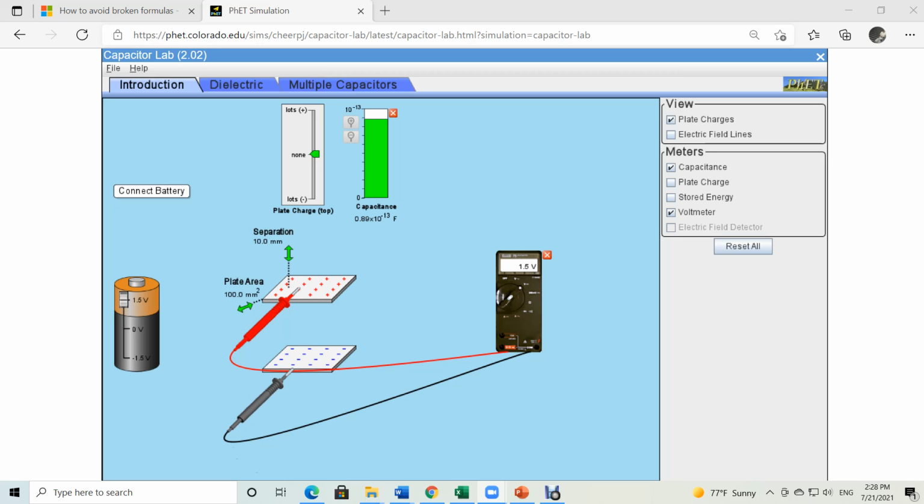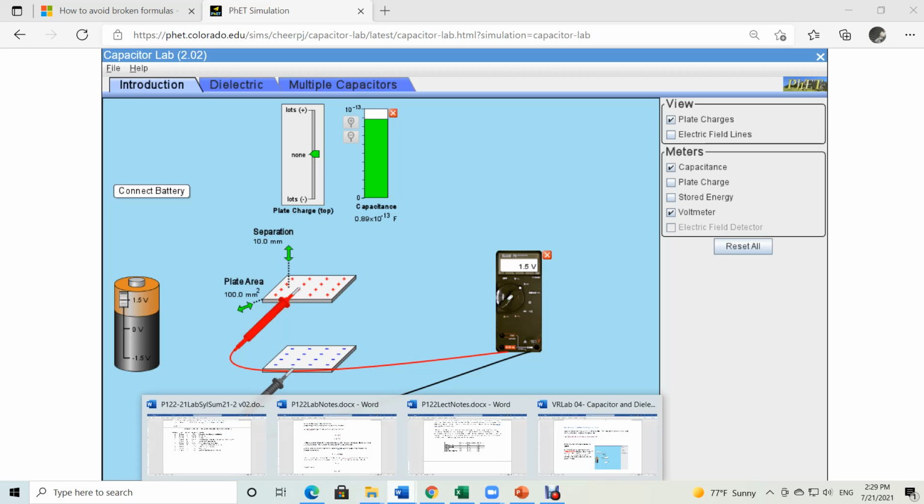Let's see, I cannot get this guy to fit there. Where's that? I get it right now. Okay, I'm back here. Let's share the screen again and let's continue with the activity. Let's see what he asks us to do.